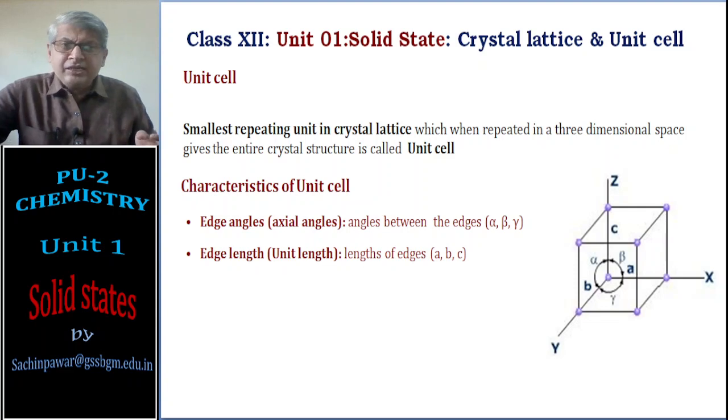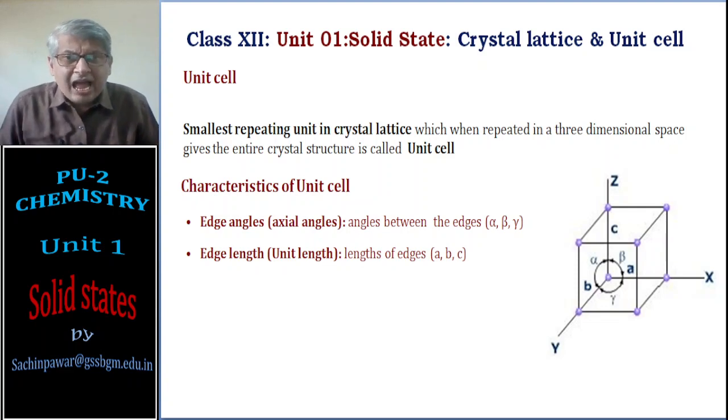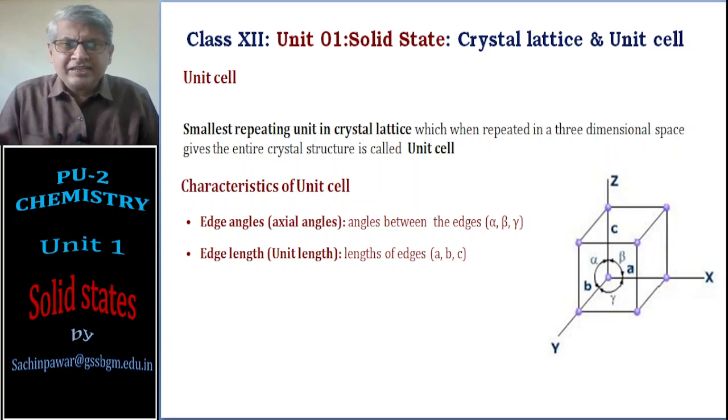The edge length is length A, which is along the x-axis, starting from this point to this point. The edge length along the y-axis is from this point to this point, and the edge length along the z-axis is from this point to this point. So there are three edges, A, B, C, respectively along the x-axis, y-axis and z-axis.